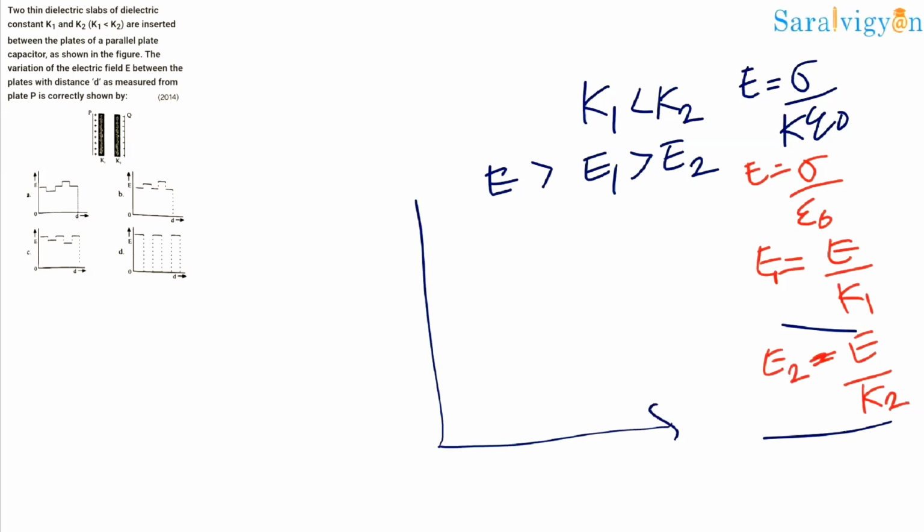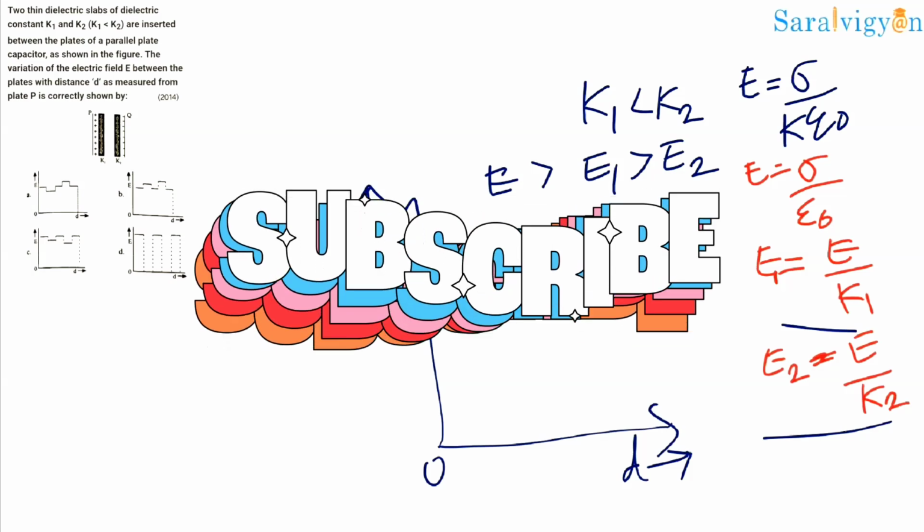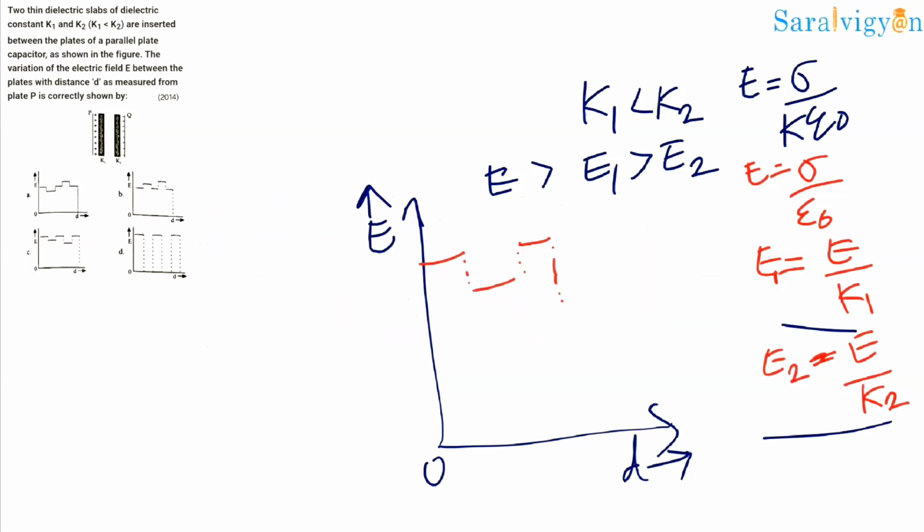So here we'll have the graph with E on the y-axis and d on the x-axis. Starting, we have E because there is no dielectric medium, then it passes through K1, so we'll have E1 over here, then again E, then it passes through K2. We are checking which medium the electric field is passing through, and since E2 is less than E1, we draw it lower, then it passes through E again and it is finished.